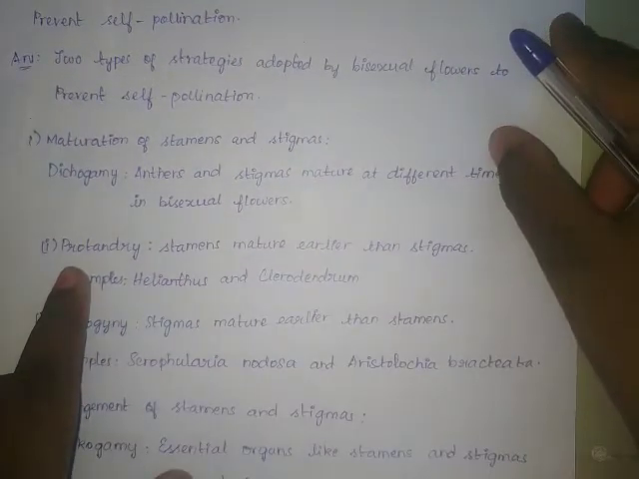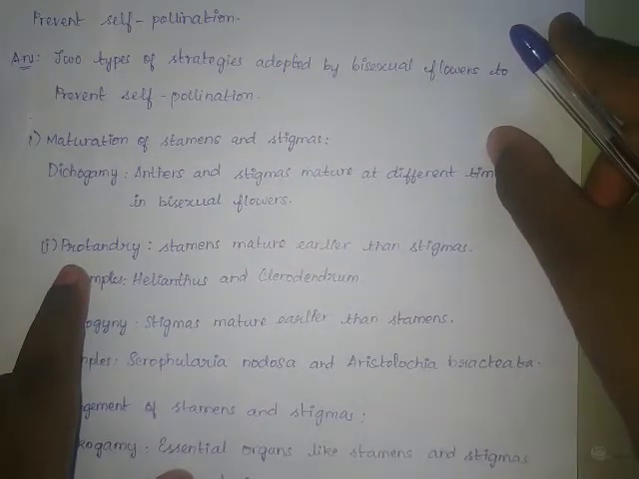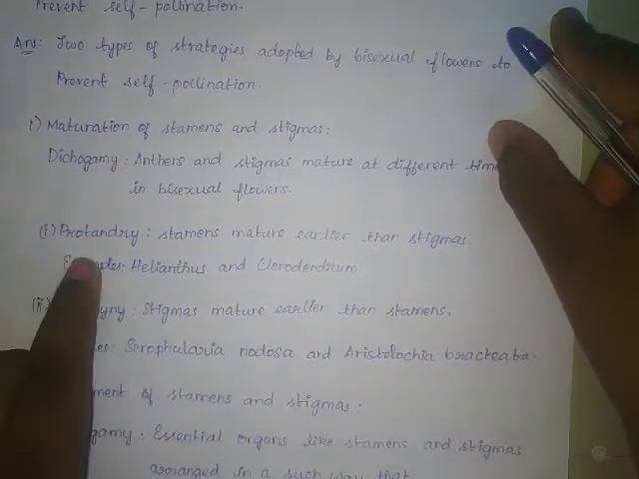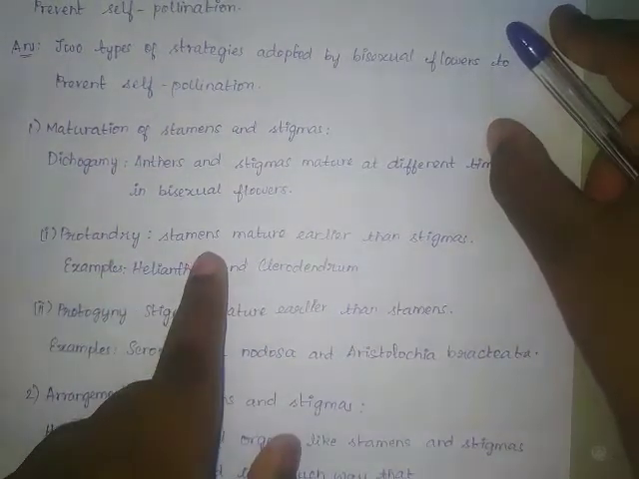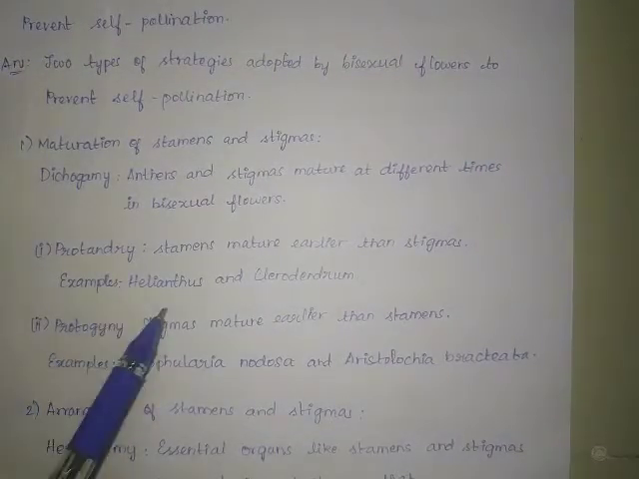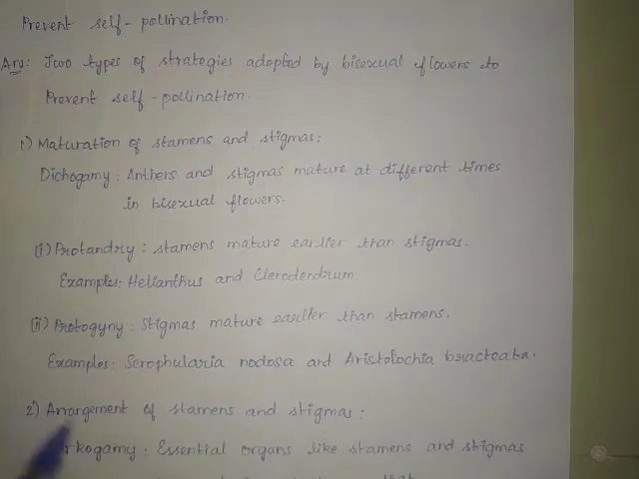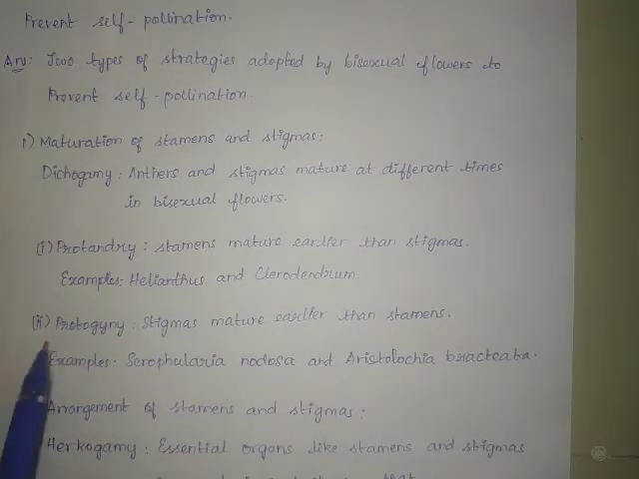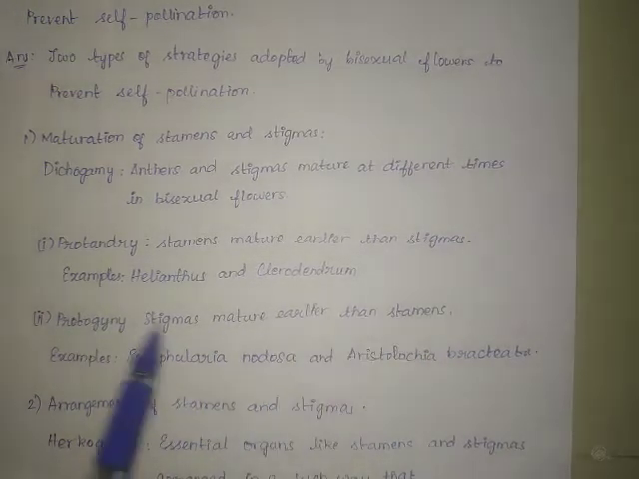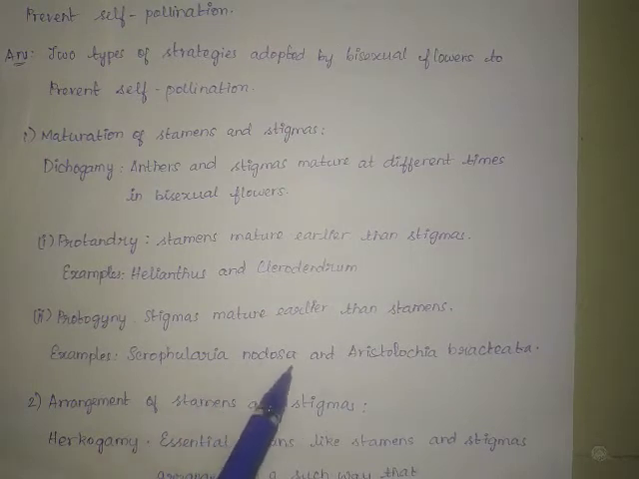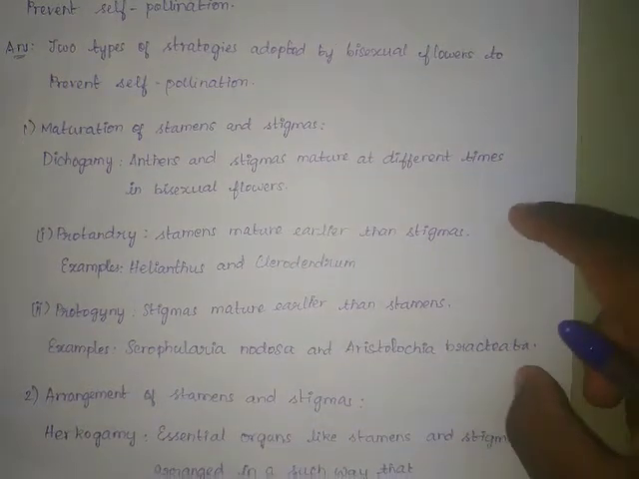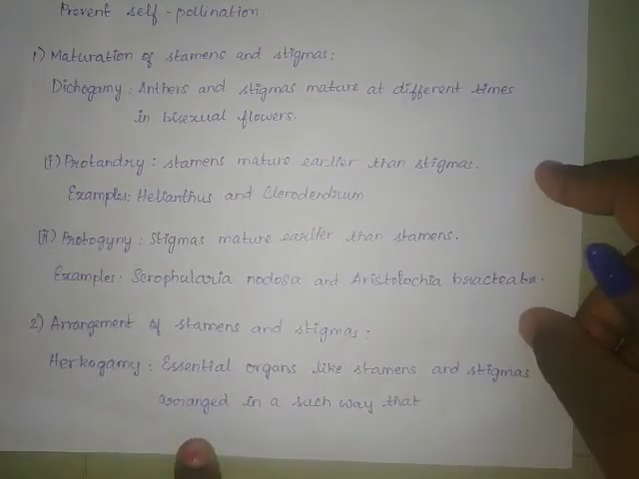Next, first point, maturation of stamens and stigma has two subdivisions. Protandry: in protandry, stamens mature earlier than stigmas. For example, Helianthus and Clerodendrum. Next, second subdivision, protogyny: stigmas mature earlier than stamens. Examples, Scrophularia nodosa and Aristolochia bracteata. Next, second one, arrangement of stamens and stigma.